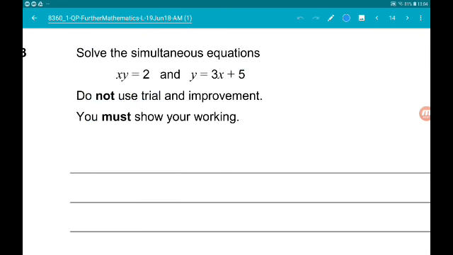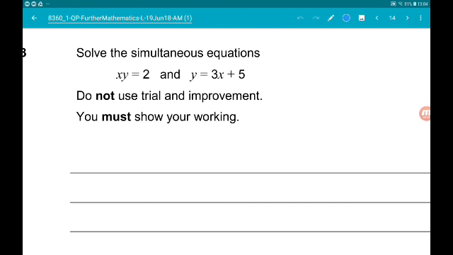Okay, question 13. For 6 marks, wants us to solve the simultaneous equations xy is equal to 2 and y is equal to 3x add 5. Do not use trial and improvement. You must show your workings. So, for 6 marks, I would say this is quite nice. I would say it's probably more straightforward than that equation of a line question just now.